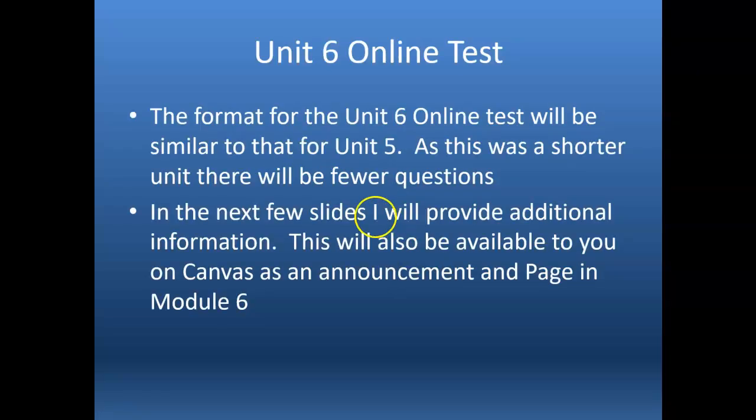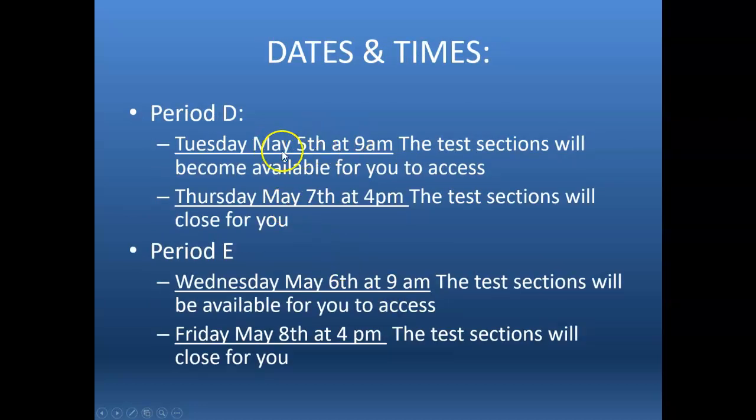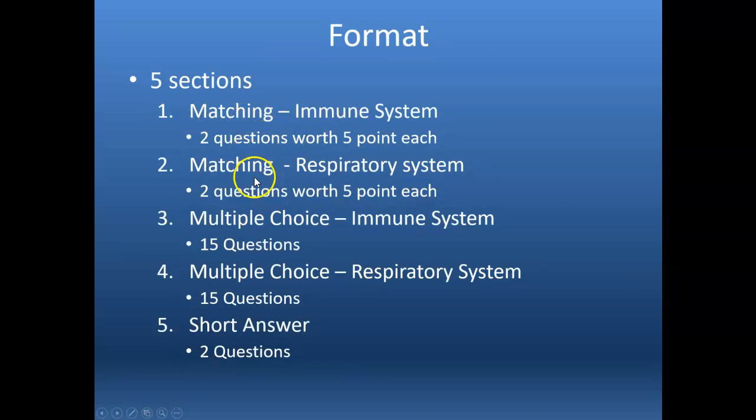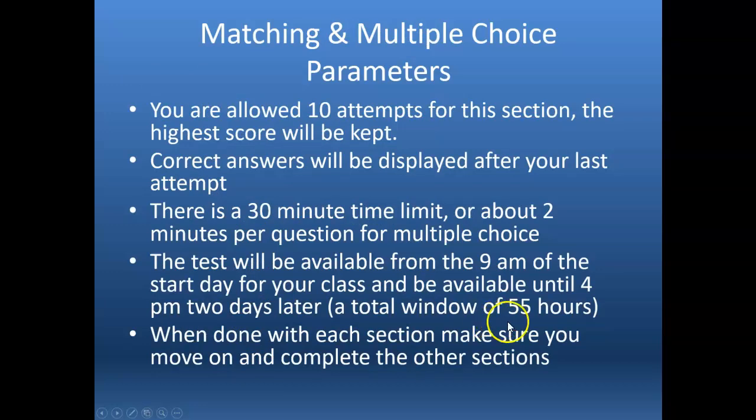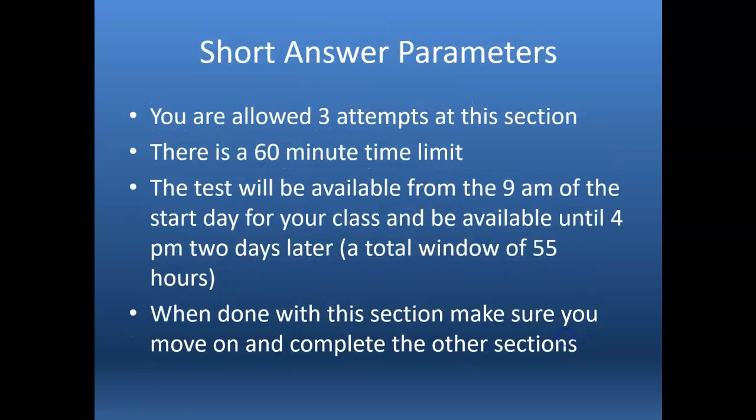Then test review. Test format is online, so similar to Unit 5, but slightly shorter because there's a slightly shorter unit, so slightly fewer questions. And then again, the test dates May 5th and 7th, starting at 9, going till 4, and then E-period May 4th through 8th, starting at 9 and going to 4. And then 5 sections, 2 matching sections, 2 multiple choice sections, and a short answer section. There's the directions for the matching and multiple choice, so you can pause the video if you need to look at that. And then the directions for the short answer, you can pause the video if you need to look at that.